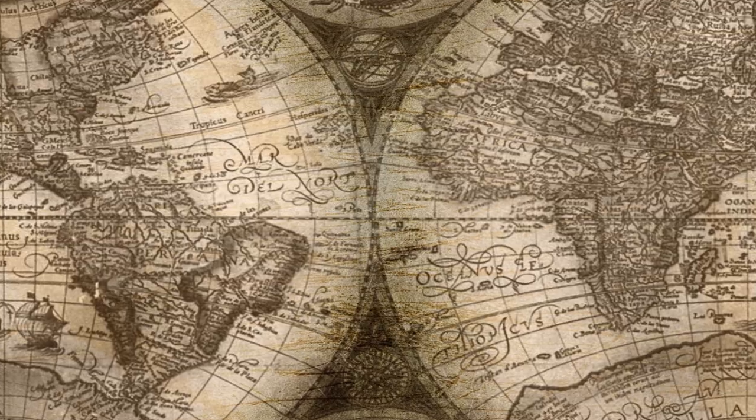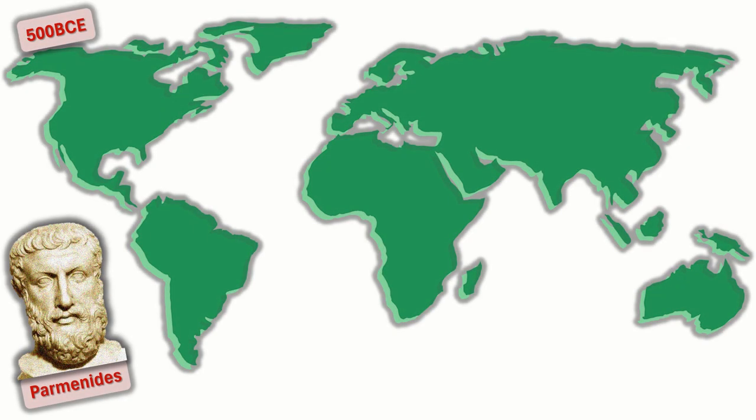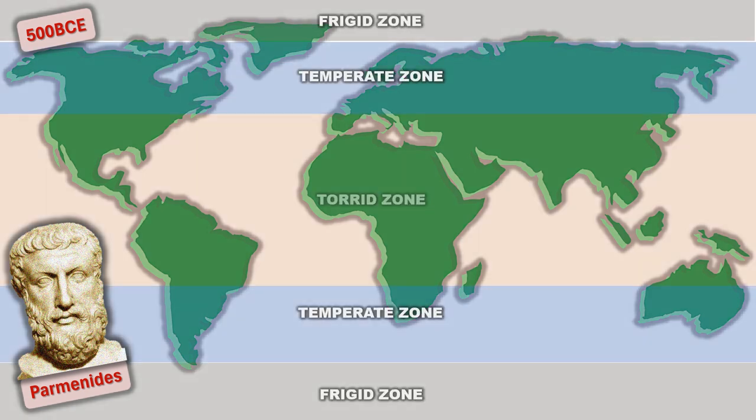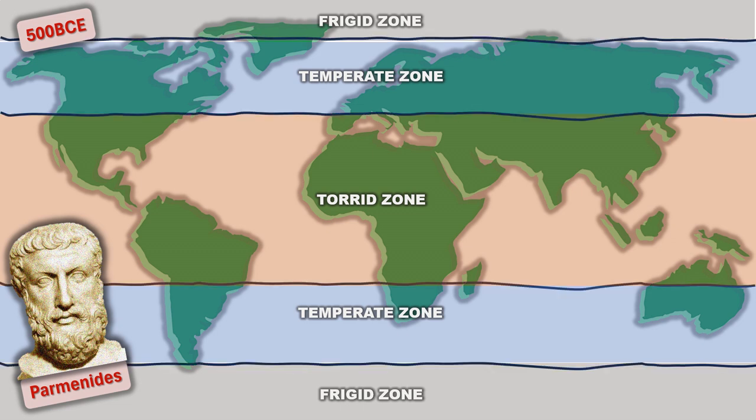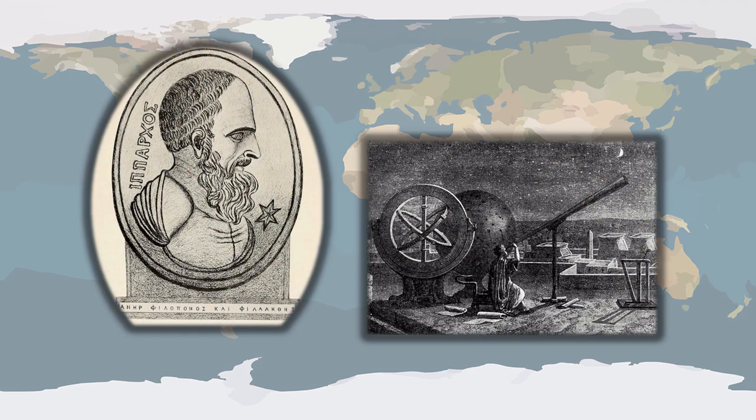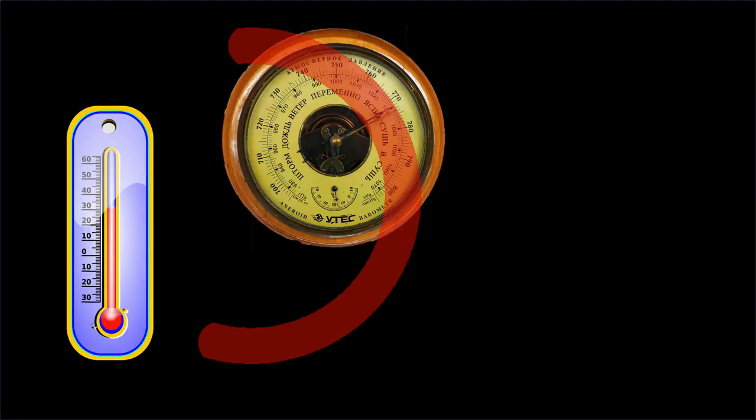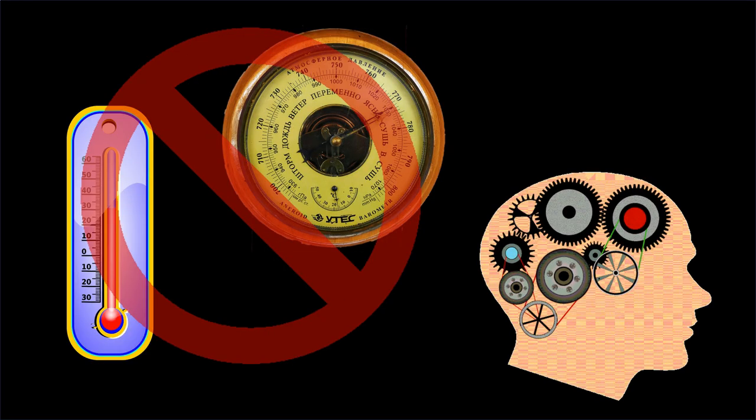The urge to classify climate is ancient. As early as 500 BCE, the Greek philosopher Parmenides proposed a logical framework: 3 zones, Frigid, Temperate, and Torrid, mapped along lines of latitude. This was an early logic-based classification, conceptual rather than empirical. Later, Hipparchus refined the idea using solar angles to define these zones, calling them climata, meaning slope, referring to the sun's inclination across Earth's surface. They didn't have thermometers or barometers, but they had reason.